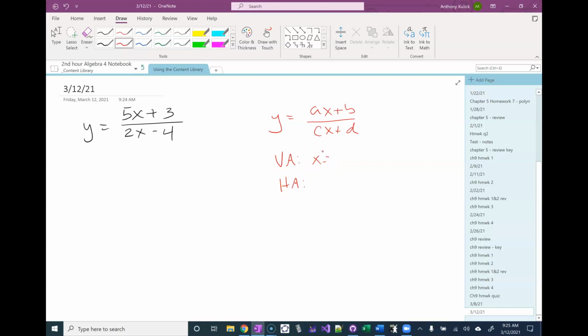So the vertical asymptote is going to be negative d over c, and the horizontal asymptote is going to be a over c. So in our case, that's going to be negative of negative 4 over 2, which is just 2. And then our horizontal asymptote is going to be 5 over 2, or 2.5.